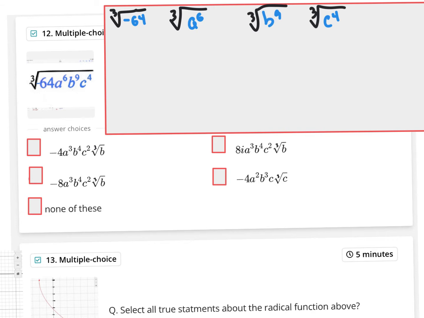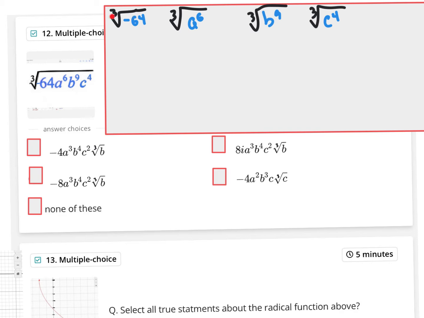Once you split up that root, you can recognize that a third root is really the power of 1/3, and that's how you're going to be dealing with these later three problems. But with this first one, it's a pure number. The cube root of negative 64, in other words, what number times itself 3 times will give you a negative 64 as an answer?